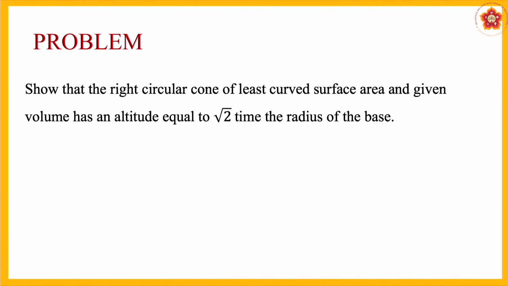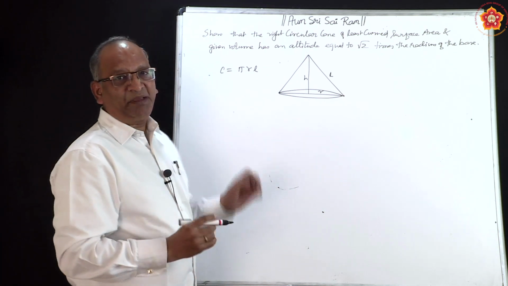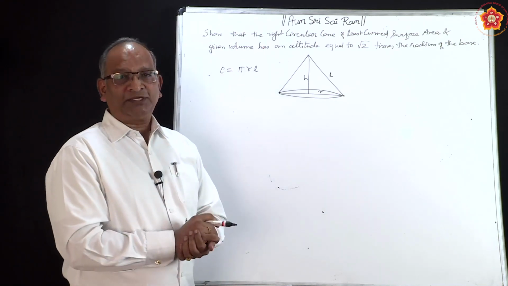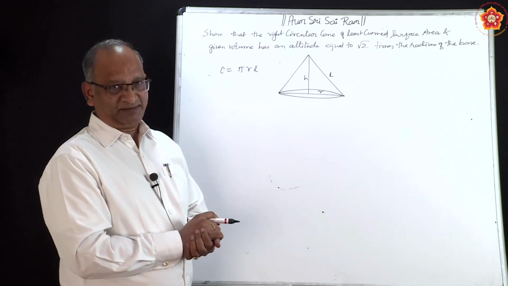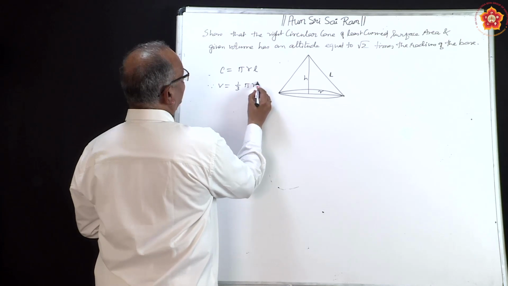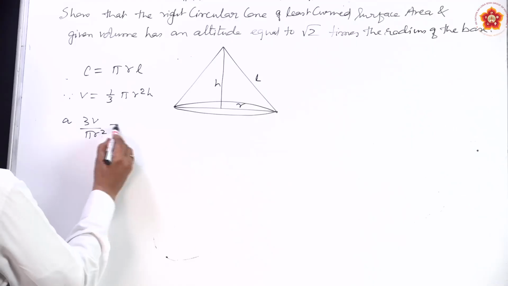Let us come to the next problem. Show that the right circular cone of least curved surface area. So what is to be minimized? Curved surface area is to be minimized. What is the formula for curved surface area of a cone? It is C equal to pi r L. This is to be minimized. And then what does he say? What is given? Volume is given. Since volume is given, V becomes constant. What is the formula for volume? V equal to 1 by 3 pi r square h, or 3V by pi r square is equal to h.